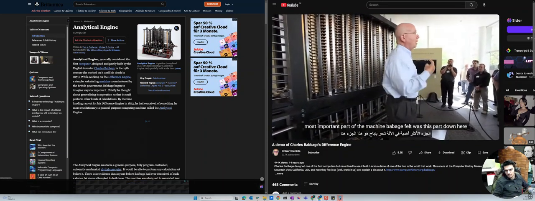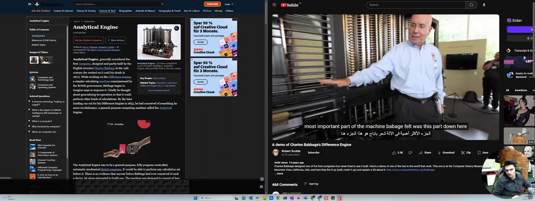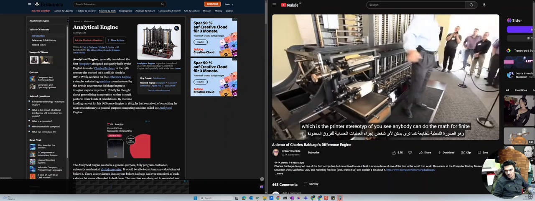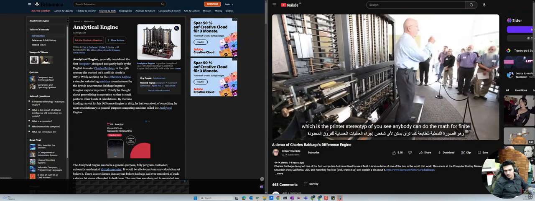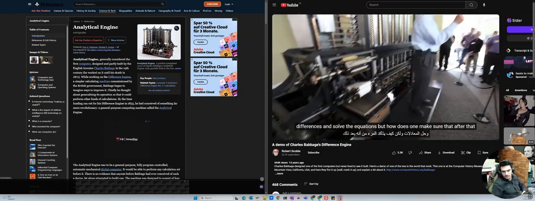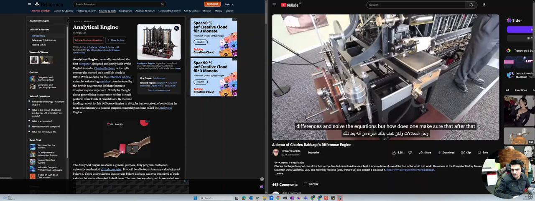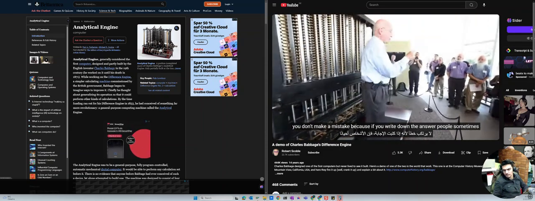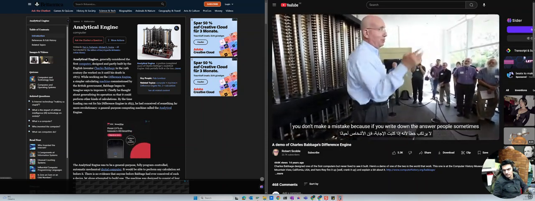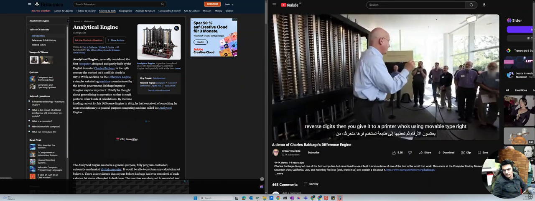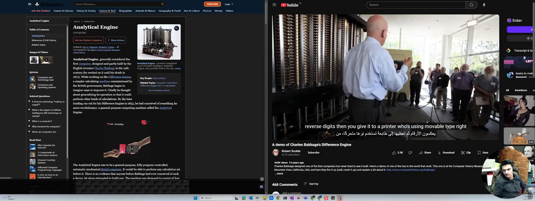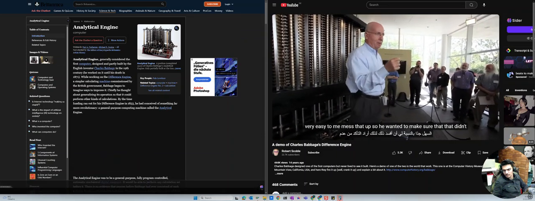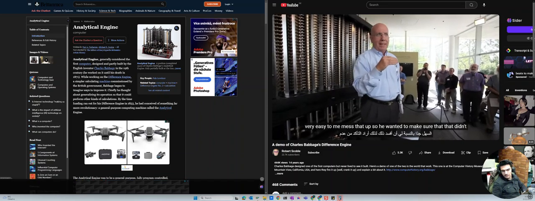But the most important part of the machine, Babbage felt, was this part down here, which is the printer stereotyper. You see, anybody can do the math with finite differences and solve the equations, but how does one make sure that after that you don't make a mistake? Because if you write down the answer, people sometimes reverse digits. Then you give it to a printer who's using movable type, right? Very easy to mess that up. So he wanted to make sure that that didn't happen.